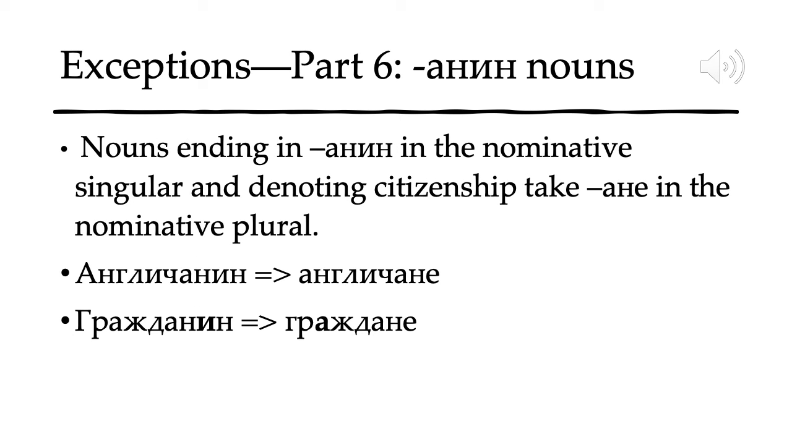The next group of irregular nouns we're going to look at are nouns ending in anin in the nominative singular that denote citizenship. In this case, they take anya in the nominative plural. So Anglichanin, an Englishman, becomes Anglichania. We drop the in and we add ye. Grazhdanin, a citizen, becomes Grazhdania. We drop the in and add ye, and with this word there is also a stress shift.